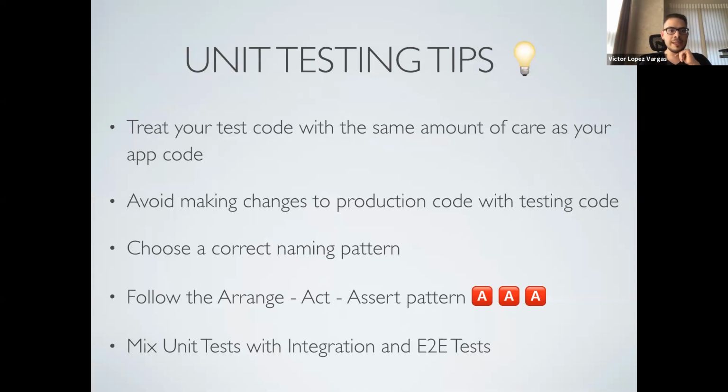Also, about making changes to production code for testing: try not to add testing code or paths in your production code. We want a clear separation of what the tests and the shipping code do. Another suggestion is to choose a correct naming pattern. Naming is hard, but if you choose a good pattern in your unit tests that easily identifies what the unit test is doing, what method it's calling, and what the output is, that's very, very useful.